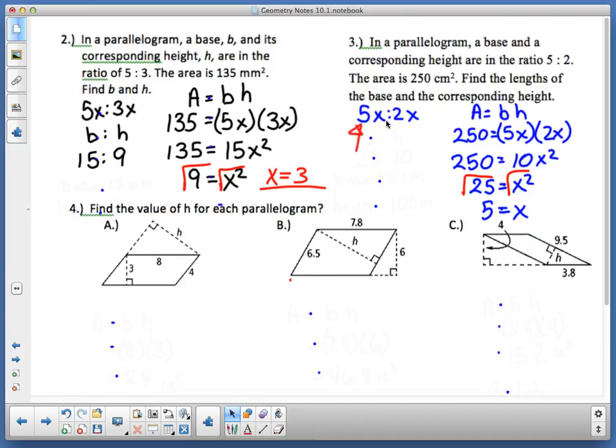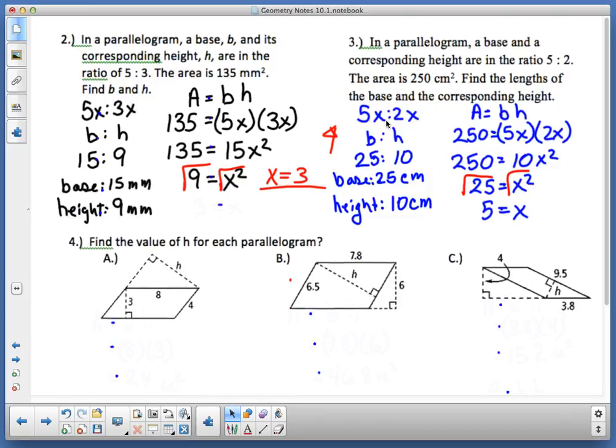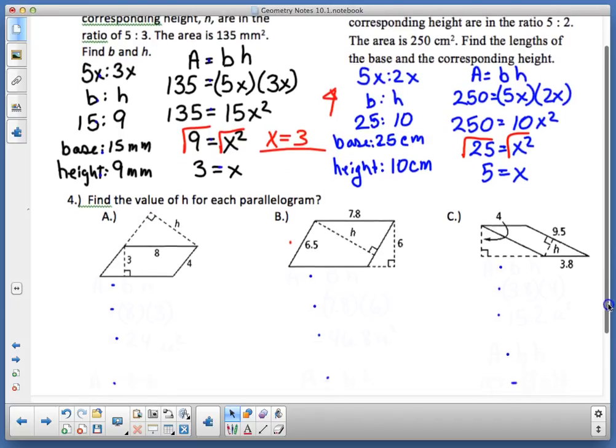Well, because 5 is equal to x, I put it up here. 5 times 5, 2 times 5, and I get my base and height being 25 and 10. Base is 25 centimeters and height is 10 centimeters. And I should have done something like that over here, and I did. I just forgot to show those as we went through. Okay, so we are going to be able to work with ratios. Gosh, we've been doing that since the beginning of chapter 7, and this is chapter 10. I wonder if we keep using this stuff the entire semester. Probably. Okay, let's go on to problem 4 here.